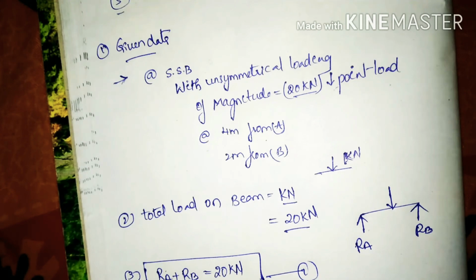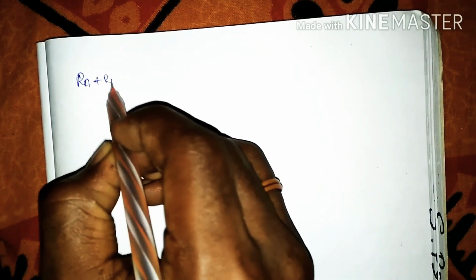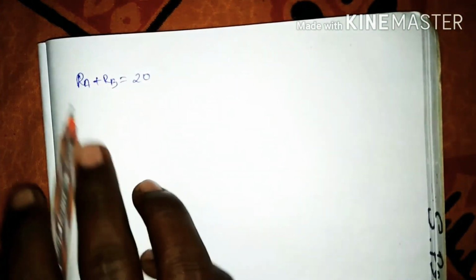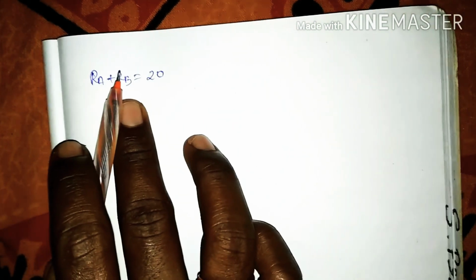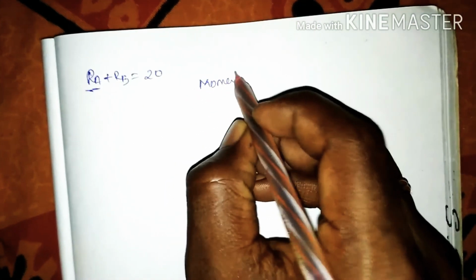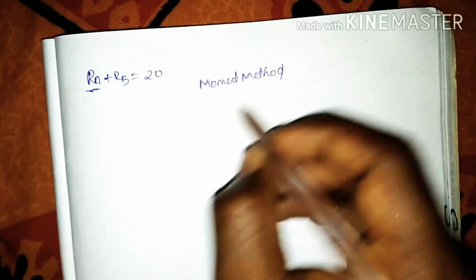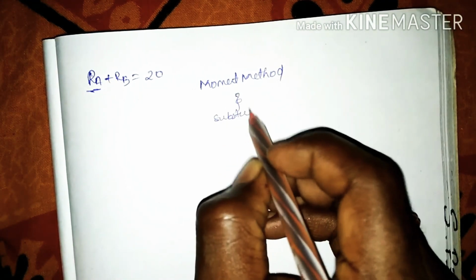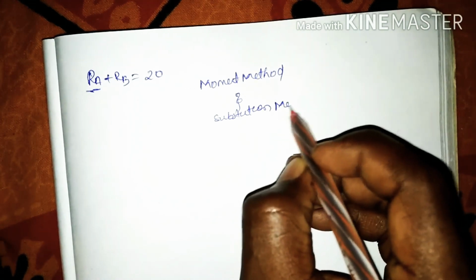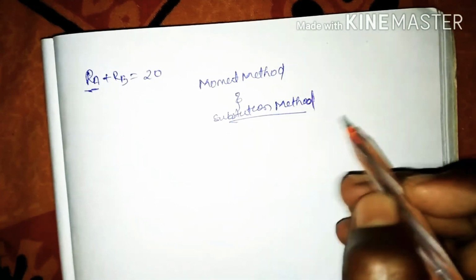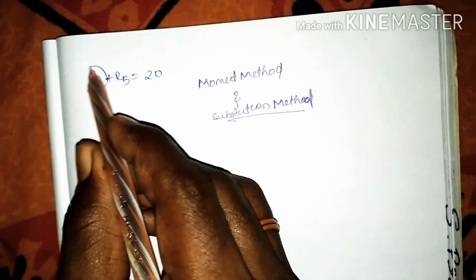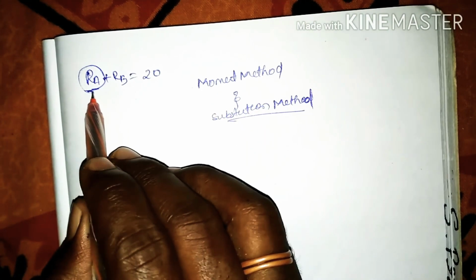And next, number 4, shear force calculation. Before finding the shear force, we have to know the individual reactions. We have RA plus RB is equal to 20, but we don't know the individual values of RA and RB, so we are going to use the moment method and substitution method to find the unknown values of RA and RB. Here I am going to take the moment method for finding RA.